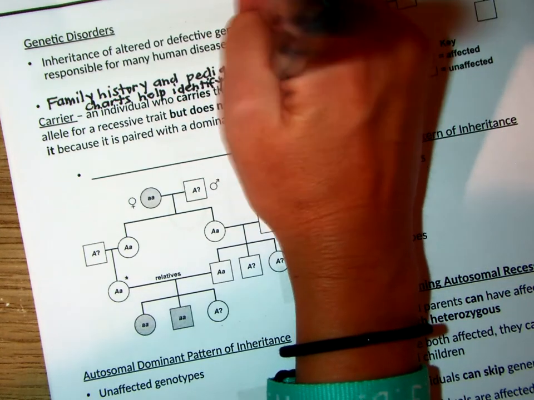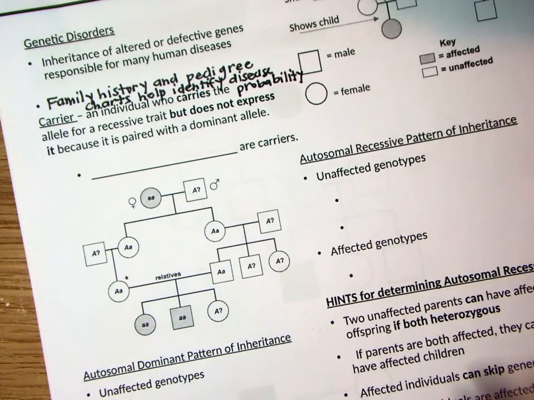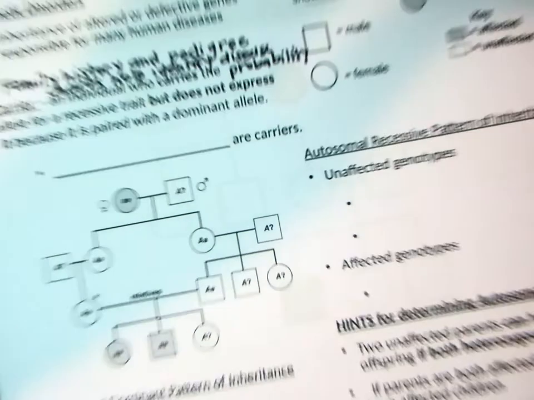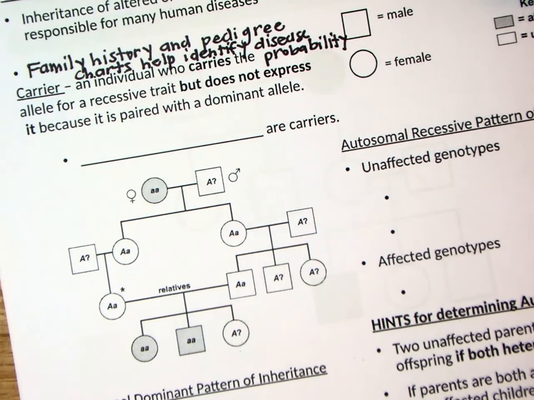Sorry for my tiny handwriting. Zoom that in for a second. Family history and pedigree charts help identify disease probability.